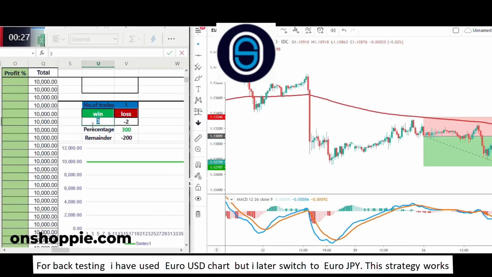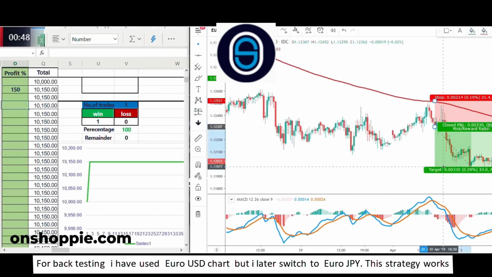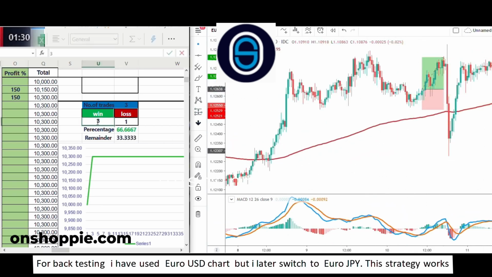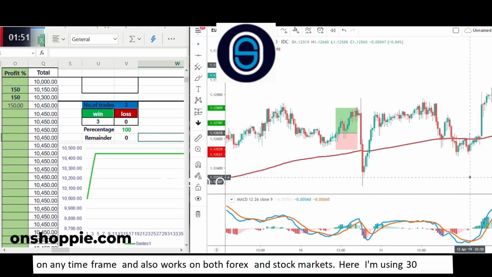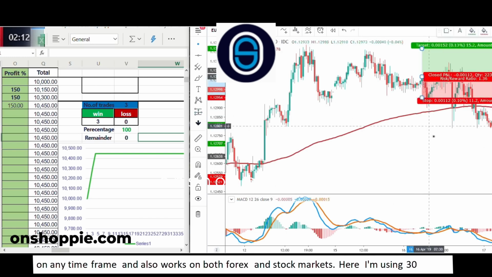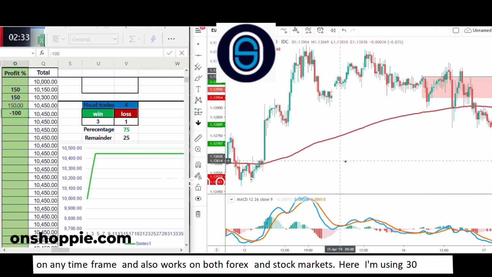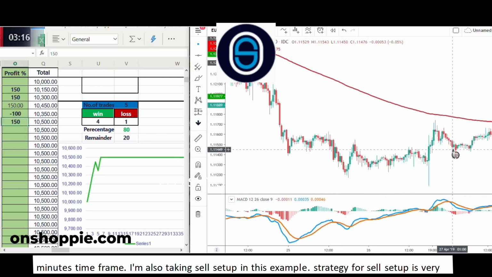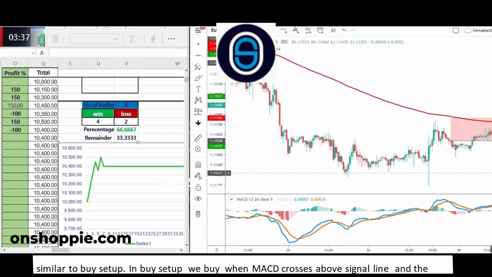For backtesting, I have used the Euro USD chart, but I later switched to Euro JPY. This strategy works on any time frame, and also works on both forex and stock markets. Here, I'm using a 30 minutes time frame. I'm also taking a sell setup in this example. The strategy for a sell setup is very similar to a buy setup.